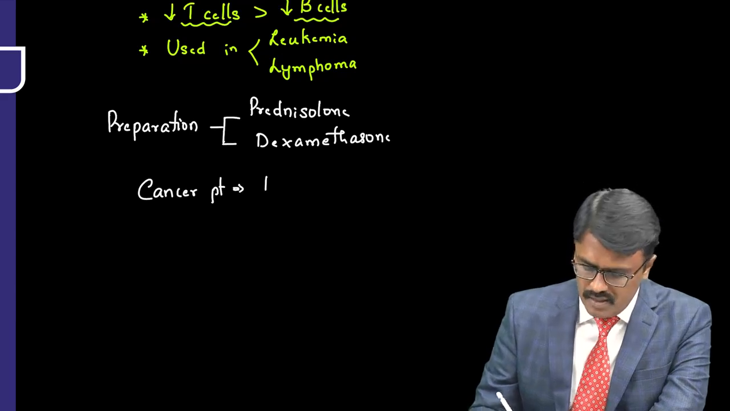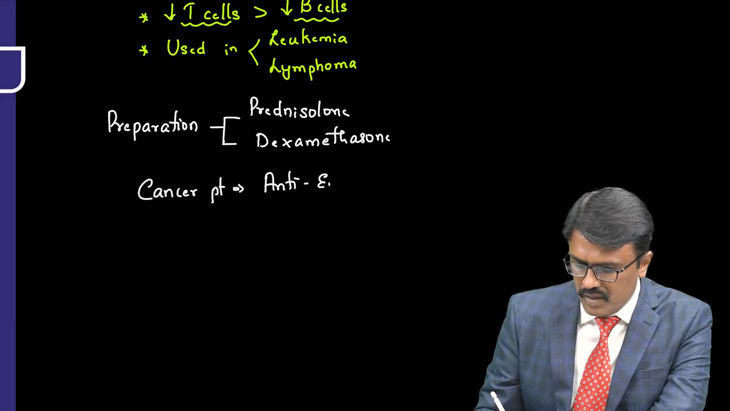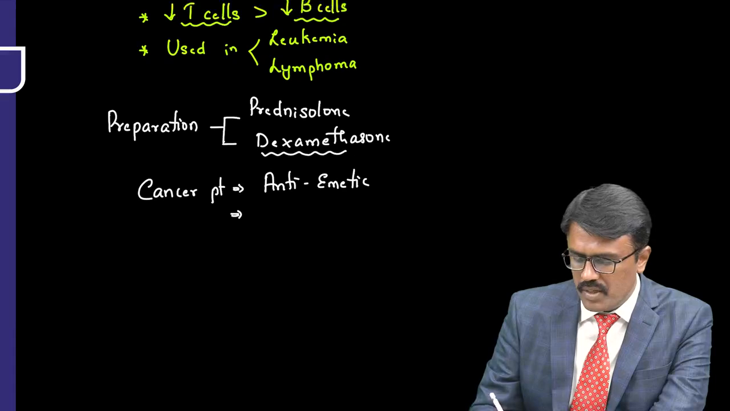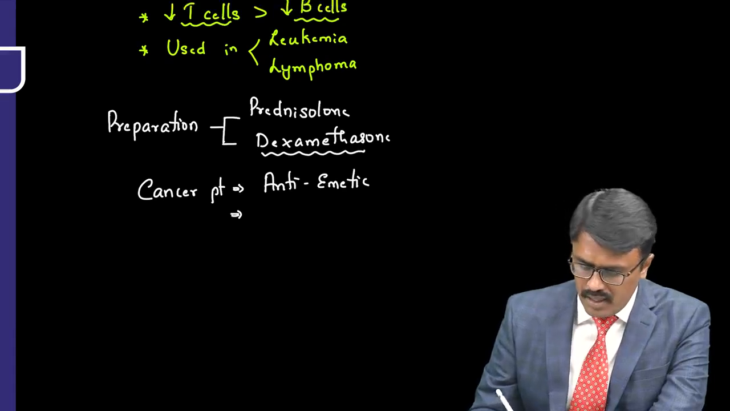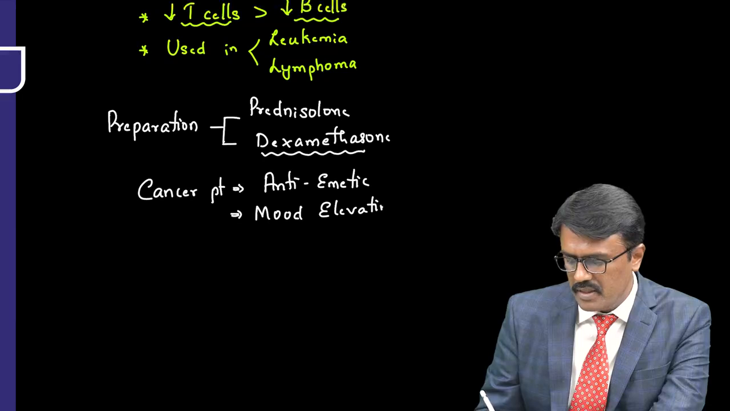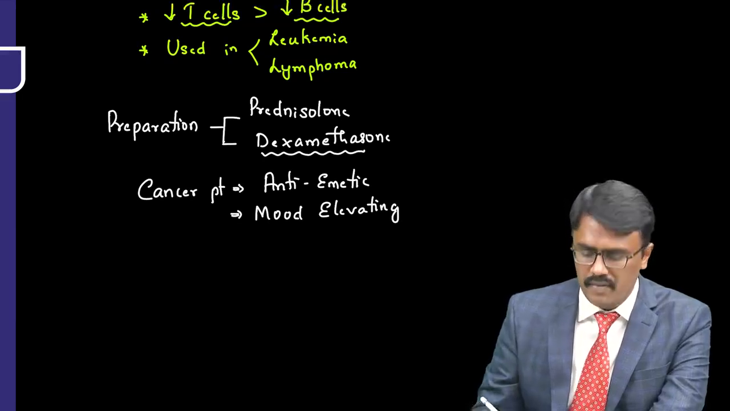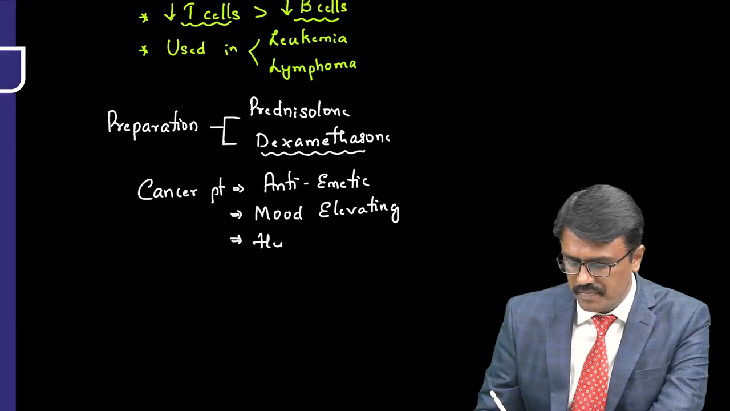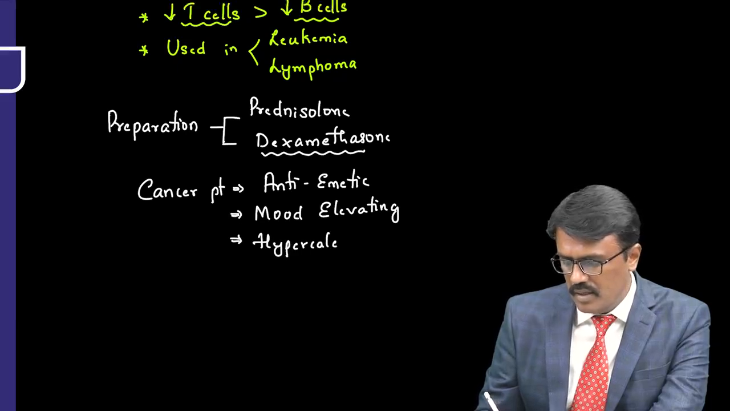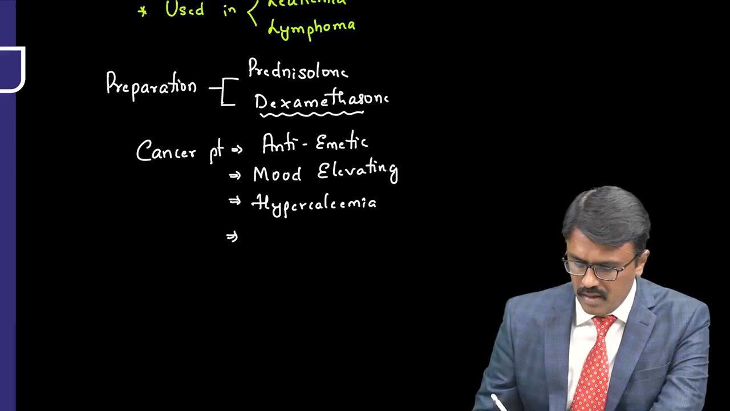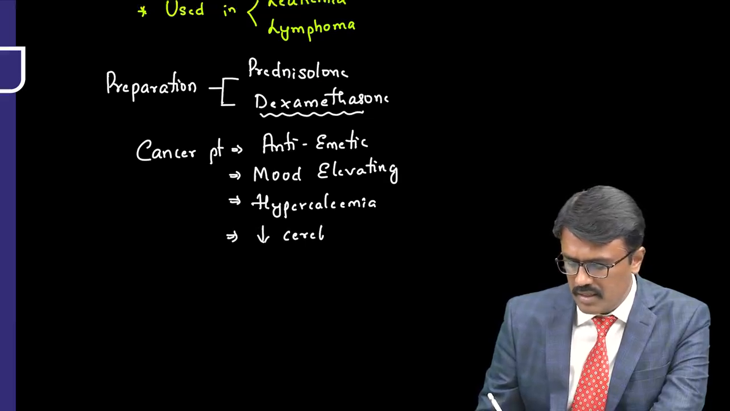The advantage is that when we are using them in cancer patients, they have an antiemetic effect. And we have discussed that in CINV, we use dexamethasone to suppress the vomiting. They also have a mood elevating property, which is very good because most cancer patients are depressed and these steroids will elevate the mood. And importantly, they can also be used to manage hypercalcemia. So they can decrease the calcium levels, and they can also decrease cerebral edema.